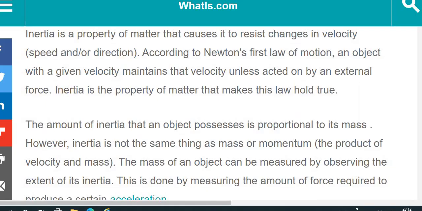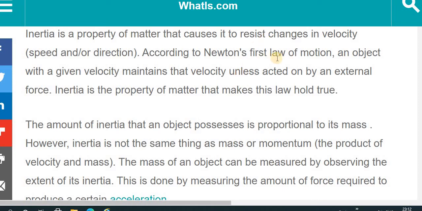So inertia is the property of matter that causes it to resist a change in velocity. That means bodies have a tendency to retain their original state, and that is called inertia. It is a kind of property of matter that causes it to resist a change in velocity, meaning the speed and the direction. It tries to retain its original state.